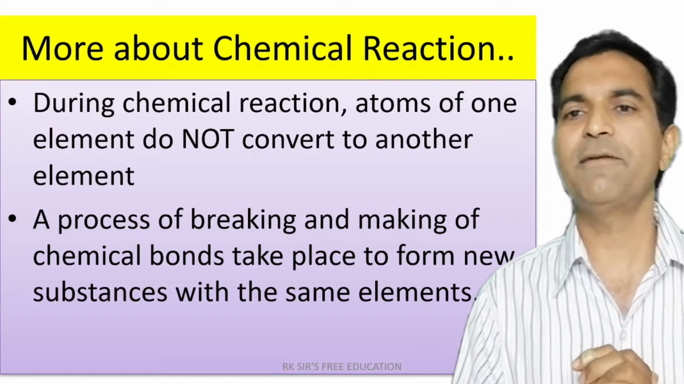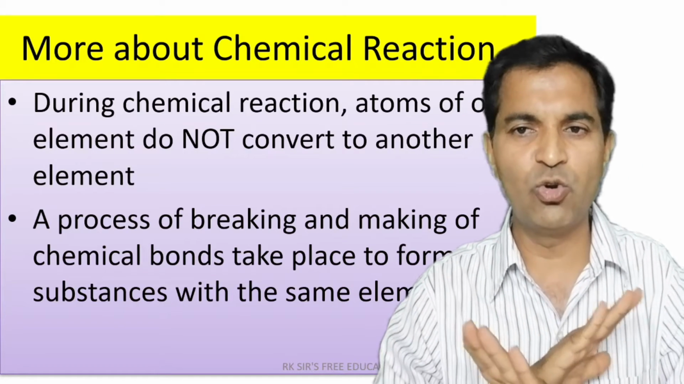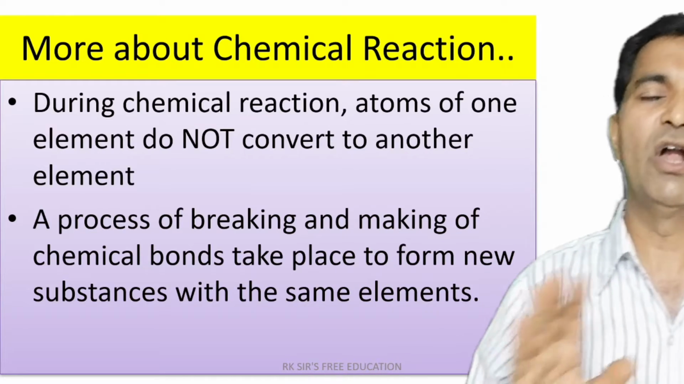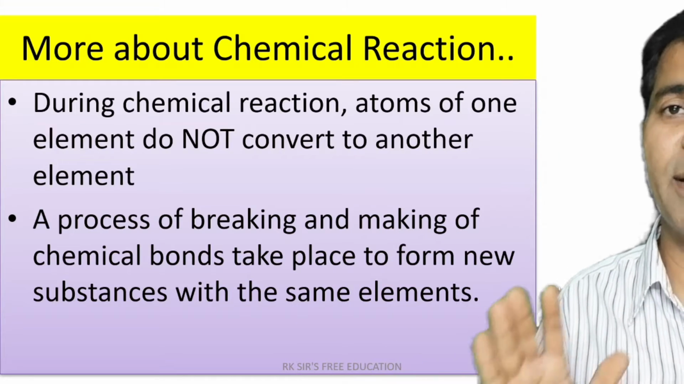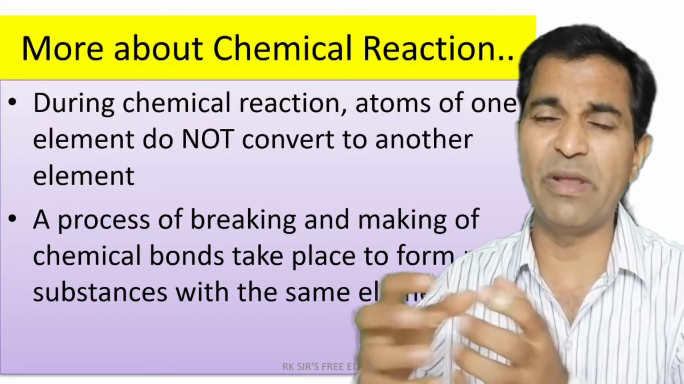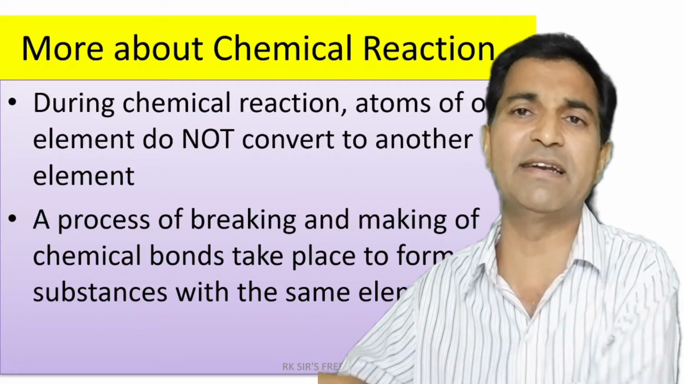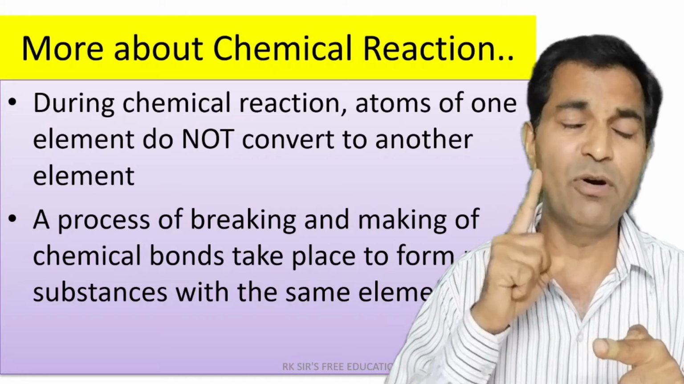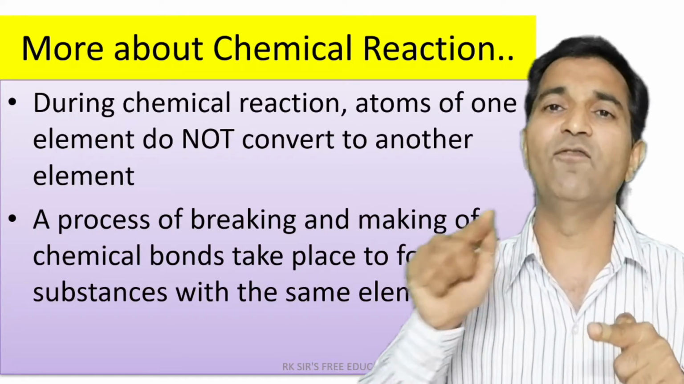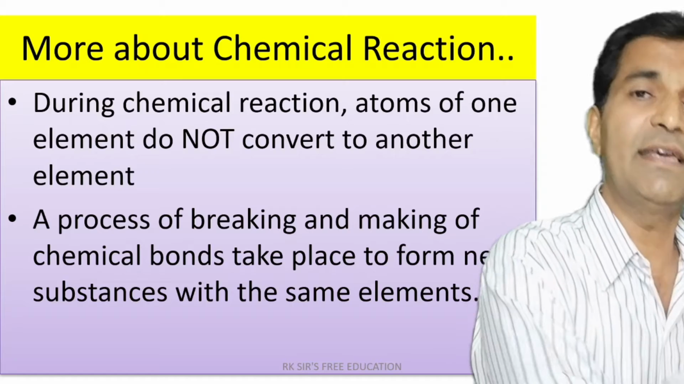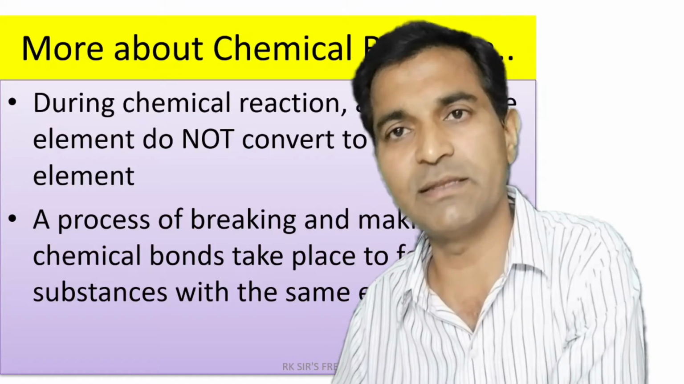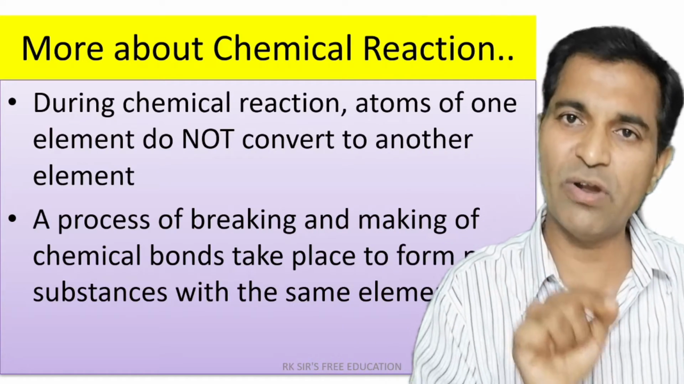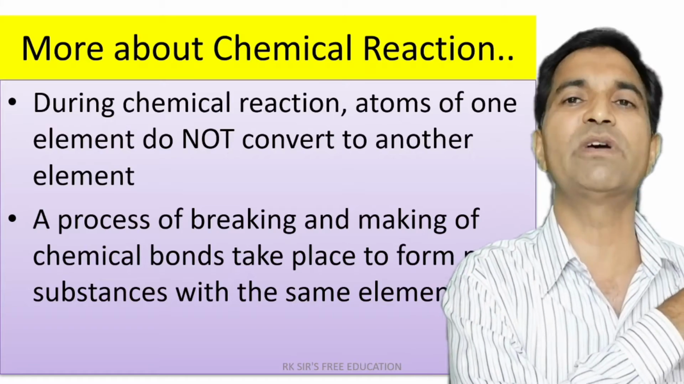During a chemical reaction, atoms of one element do not convert into another element. They simply form combinations with different elements. Simply the arrangement of atoms will be changed. The number of atoms of any element will be the same in the reactants as in the products. Means, for example, 4 atoms of hydrogen are there in the reactants.